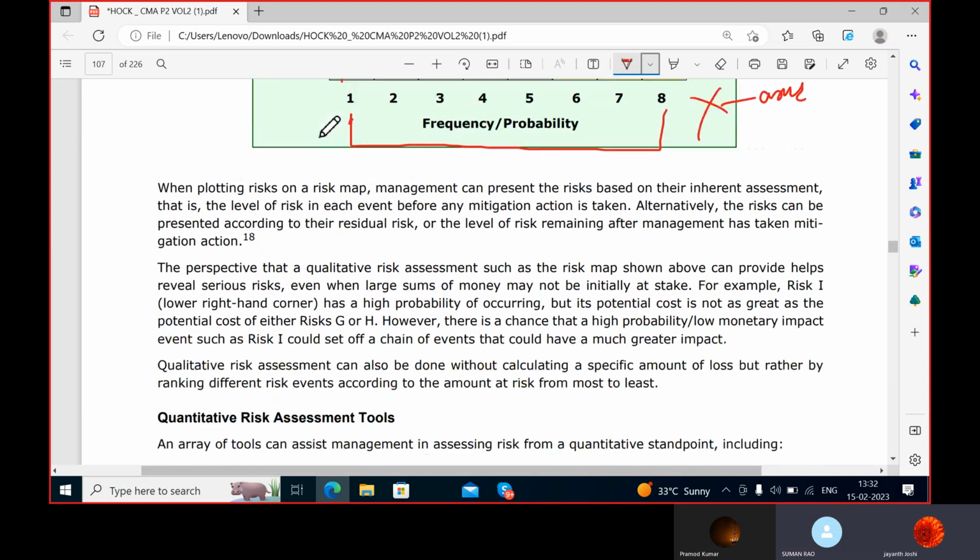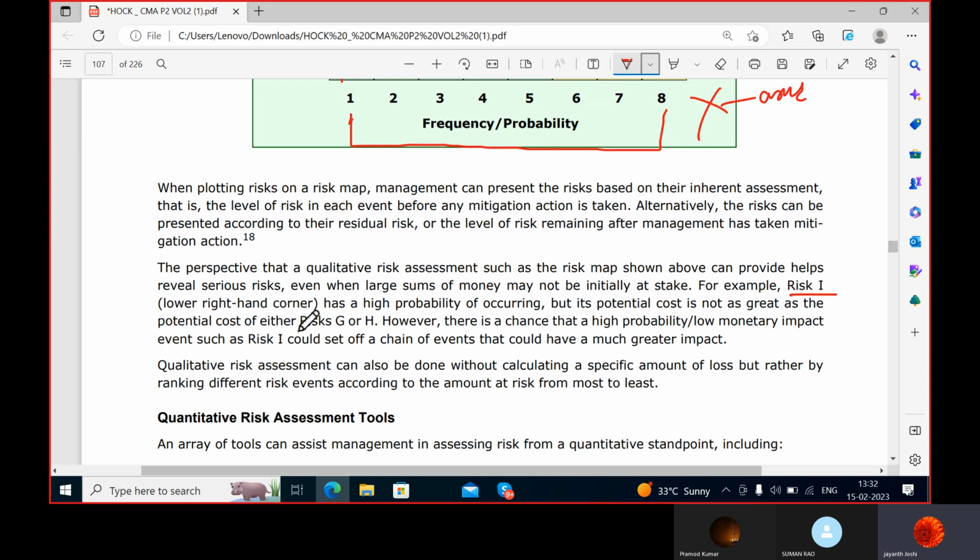So when plotting risk on the map, management can present the risk based on their inherent assessment, that is the level of risk in each event before any mitigation action is taken. So you will be seeing all this, you can put it there, and you can understand like this with an example. We can understand how serious these risks are to our company. And there's an example here.